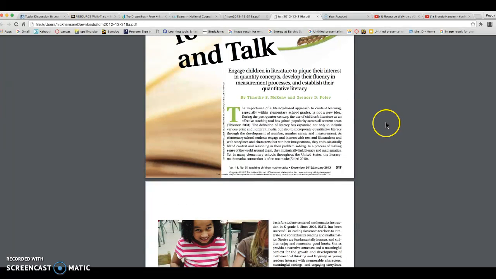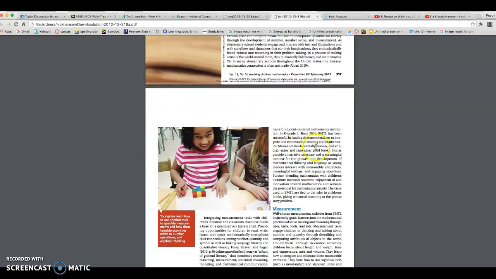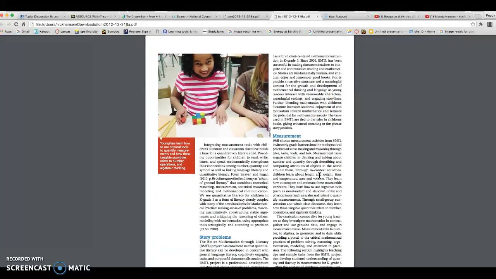So the definition of literacy has expanded not only to include various print and non-print media, but also to incorporate quantitative literacy through the development of number sense and measurement. Stories are fundamentally human, and children enjoy and remember good books, and they provide a narrative structure and a meaningful context for the growth and development of mathematical thinking and language as young readers interact with memorable characters, meaningful settings, and engaging storylines.